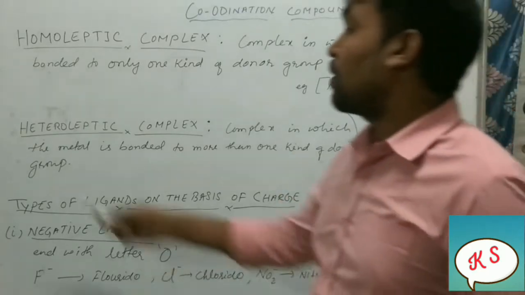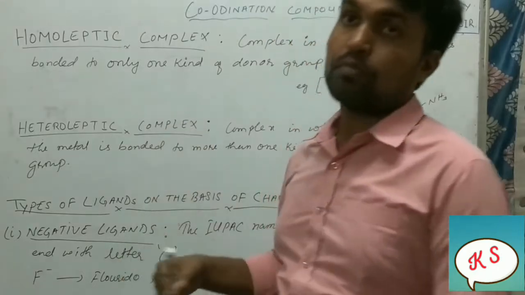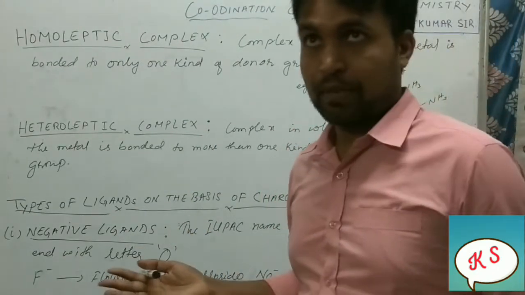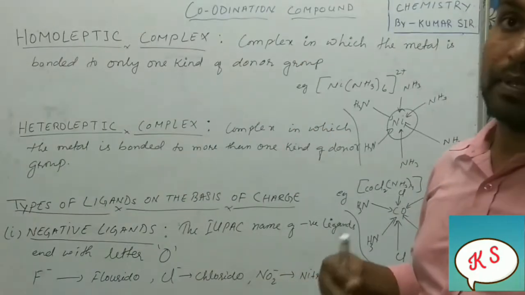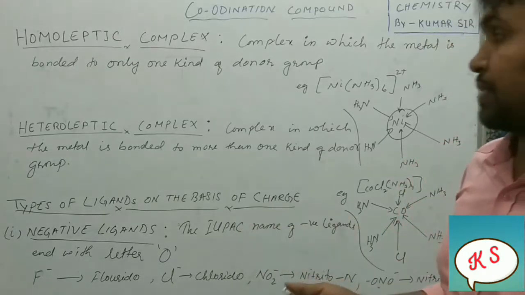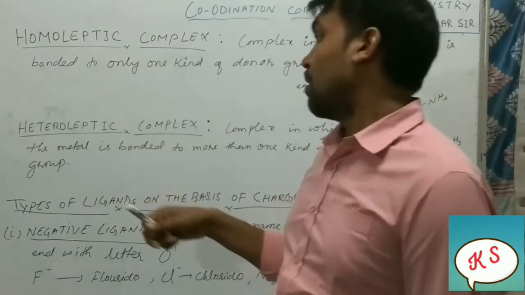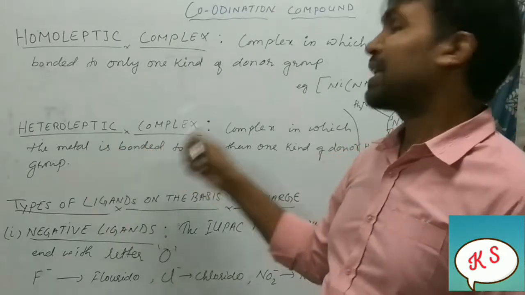Now heteroleptic. Hetero means different types. Maybe not one type, it may be different. It is not the same, it is different. Hetero means different. So heteroleptic complexes.